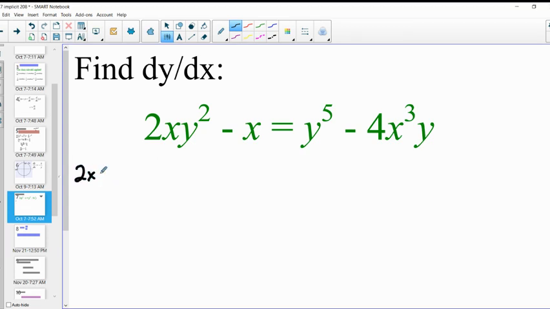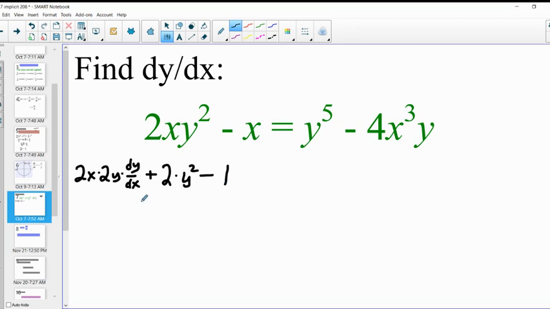2x times the derivative of y squared. Well, the derivative of something squared is 2 times the something times the derivative of the something. And the derivative of y, I'm going to call dy dx. So there's the first times the derivative of the second. I'll do plus the derivative of 2x, which is 2, times y squared. There we go. So product rule has gotten me through that first term, minus the derivative of x. Well, that's just 1, just like it's always been.